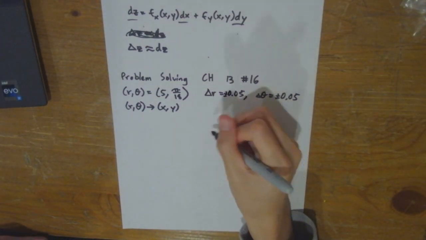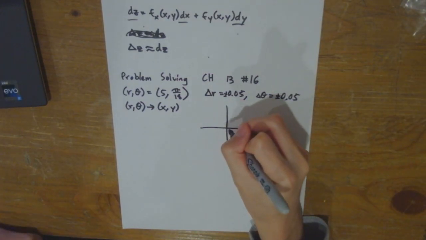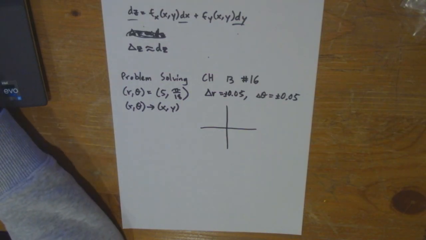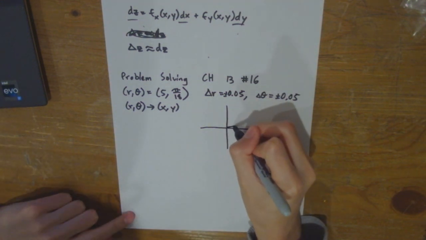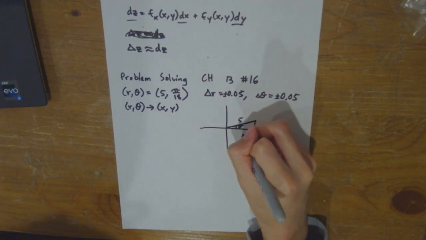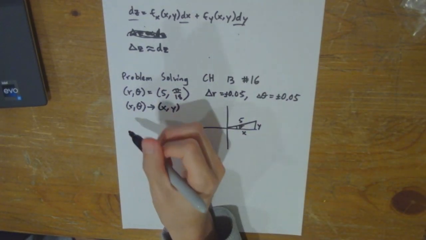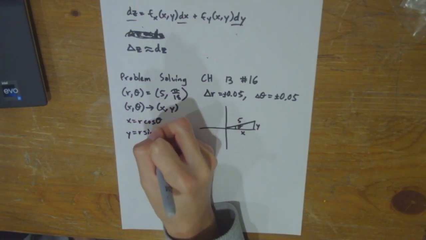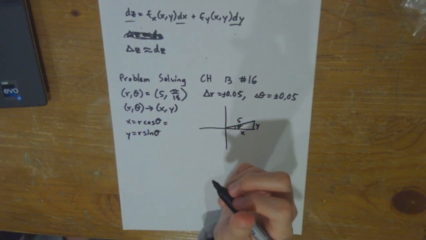y? So let's draw this out first. So we have pi over 18, which is quite small. That's 10 degrees, and then r is 5, and this is x and y. So we know the conversion, x equals r cosine theta and y equals r sine theta. And notice that x and y are both functions of two variables.